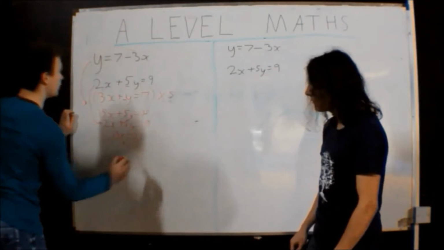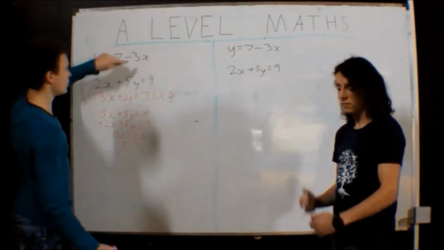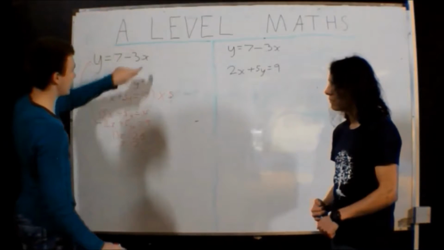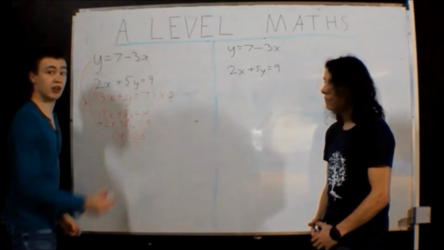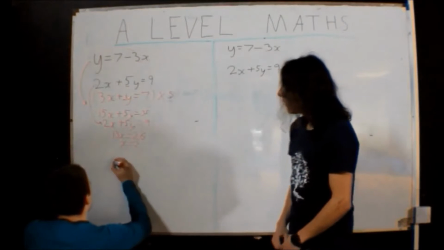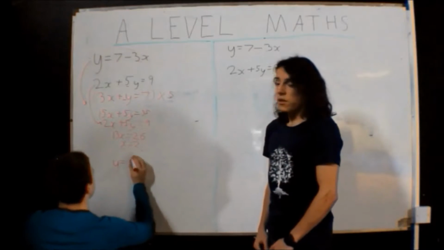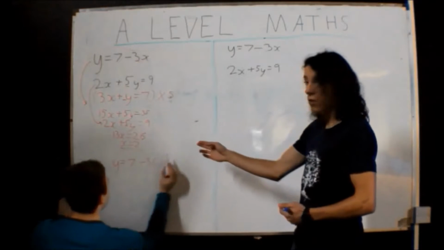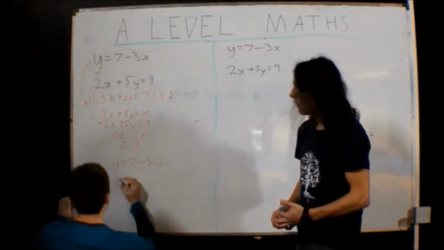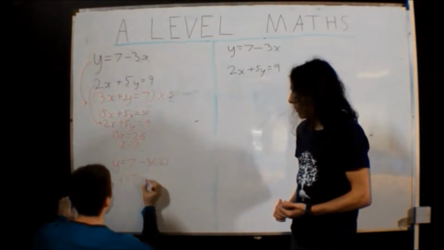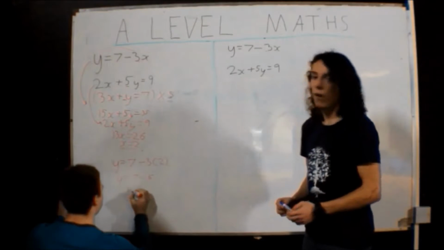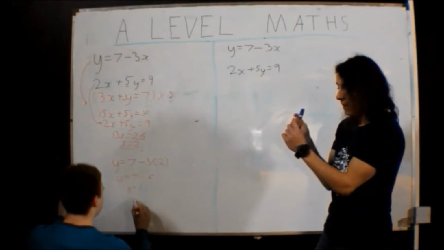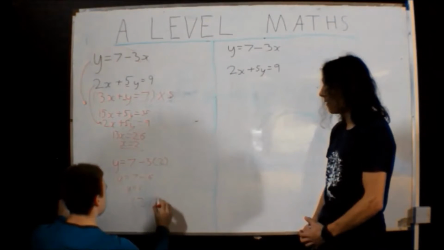Now this then goes into one of your two initial equations. You substitute x in. I'm going to do it for this one because that looks easier to me. So you substitute it in, so y equals 7, take away 3, open bracket, 2, which is your value for x. So you simplify that, y equals 7, take away 6, so y equals 1. This gives the coordinate of intersection as 2, 1.